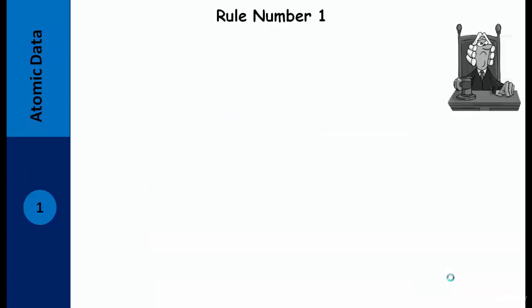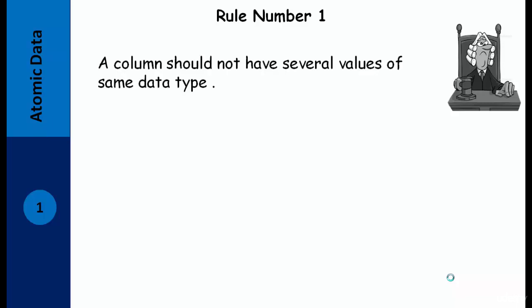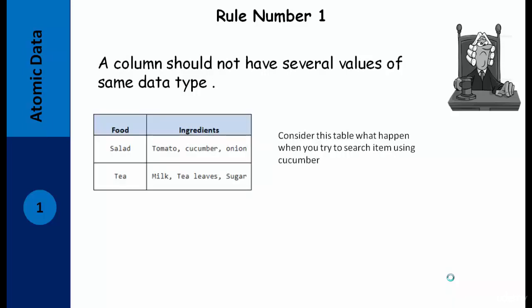Alright, let's talk about the rules of atomicity. So rule 1 says, a column should not have several values of the same data type. Consider this table, food details.